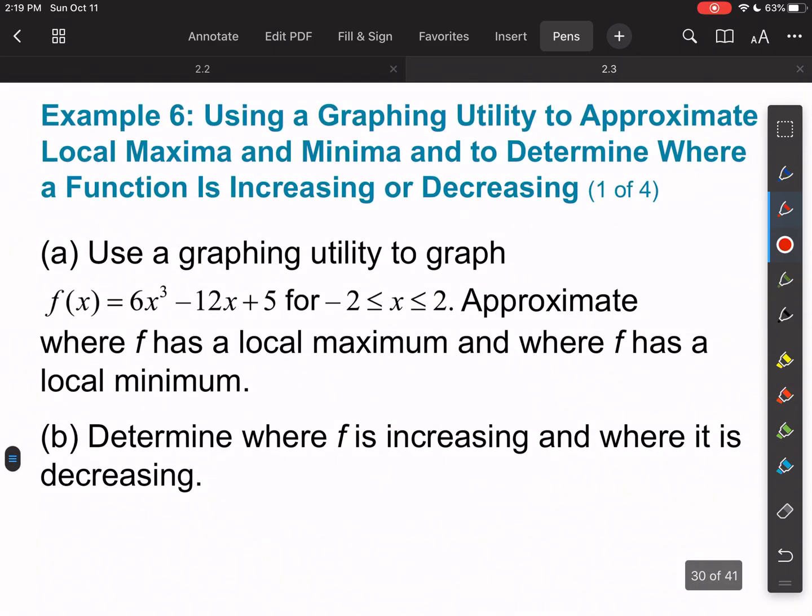Okay, so it says use a graphing utility to graph this function. I'm going to use Desmos. You guys are welcome to type that into your graphing calculators. If you look at Desmos, we're going to look for a couple of things. I'm going to pull it up here in a second.